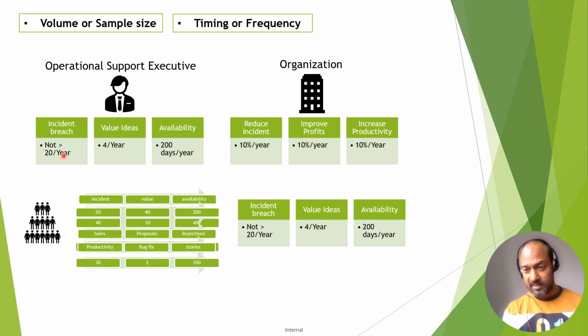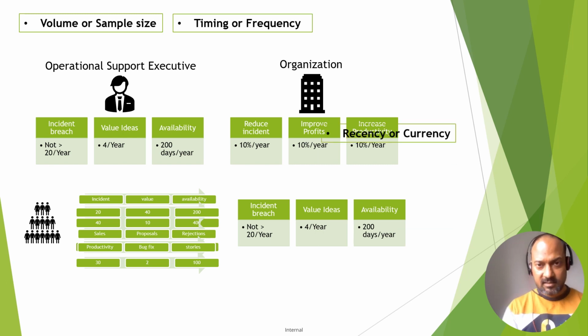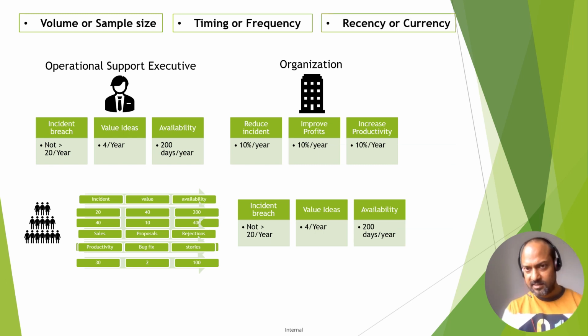But due to the improvement, digitalization, and all those factors put into place, we are able to manage it 20 per year in recent days, right? So you are comparing the recent years, not the 10 years back data, right? So the timing and frequency is very important from that perspective as well. And the third important factor is the recency or currency that we have just talked about. The recency, like the recent data you have to talk about, not the 10 years old data.